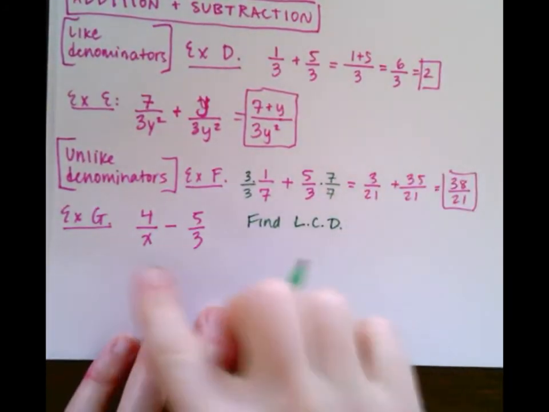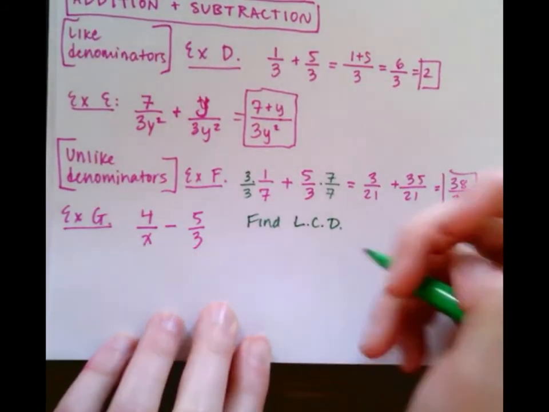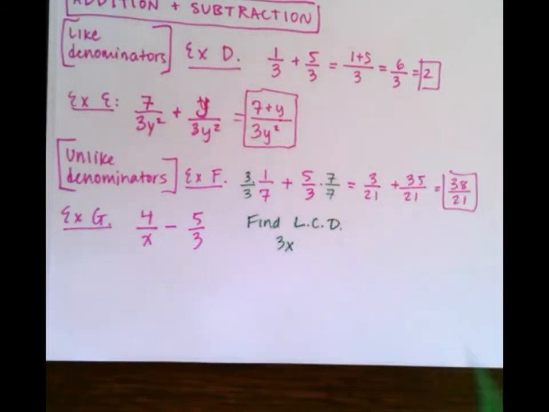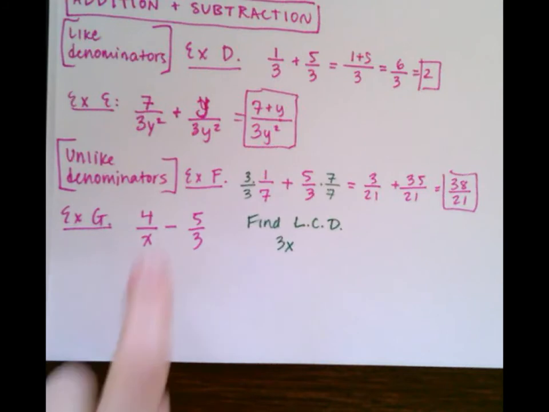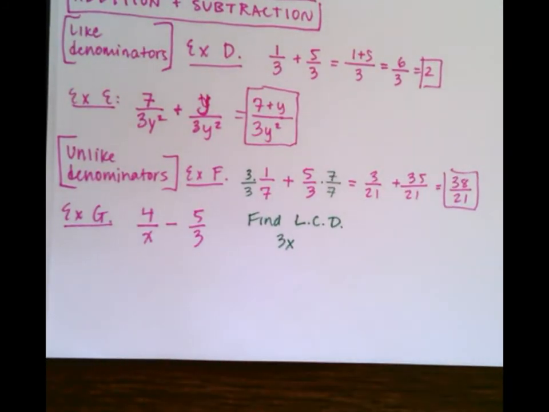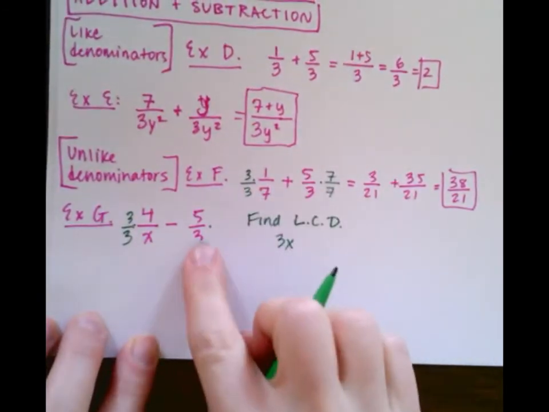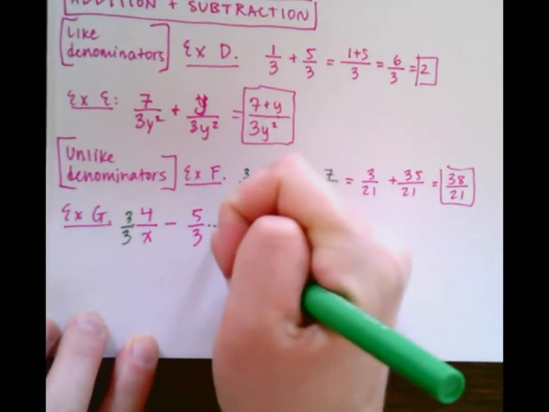In this case, they don't have any common factor, so it's just multiplying one times the other. So this would be 3x, which means to get 3x on the first one, I'd have to multiply top and bottom by 3. And to get this one to be 3x, I'd have to multiply top and bottom by x.